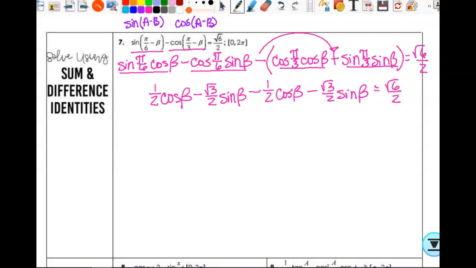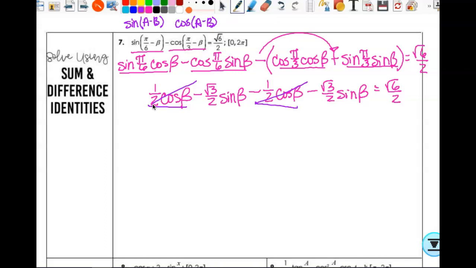So we've cleaned it up a little bit, right? Let's clean it up a little bit more. I have 1/2 cosine beta minus 1/2 cosine beta. Those zero out. Then I have negative square root of 3 over 2 minus the square root of 3 over 2.